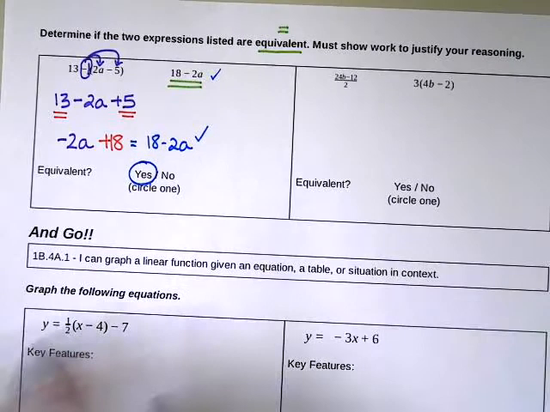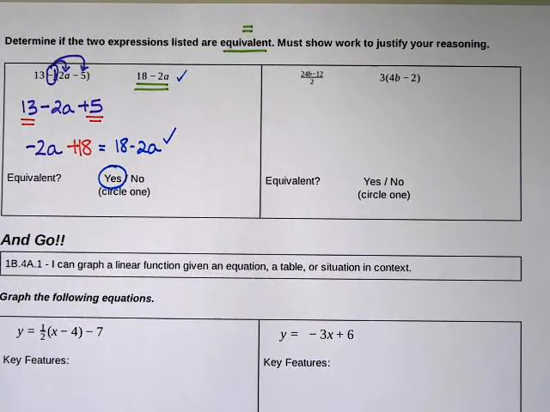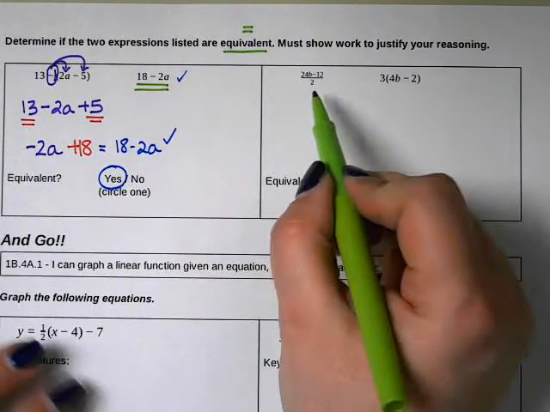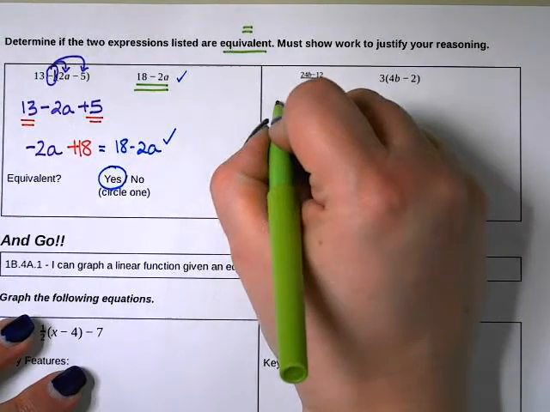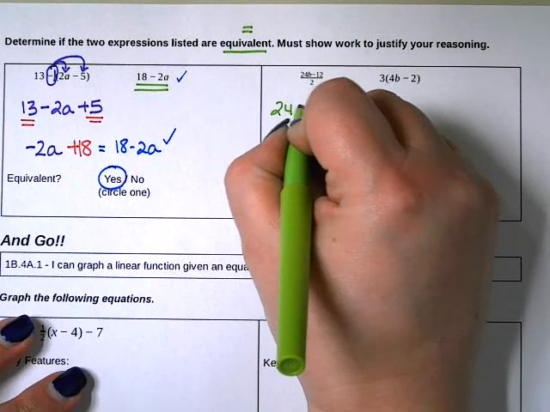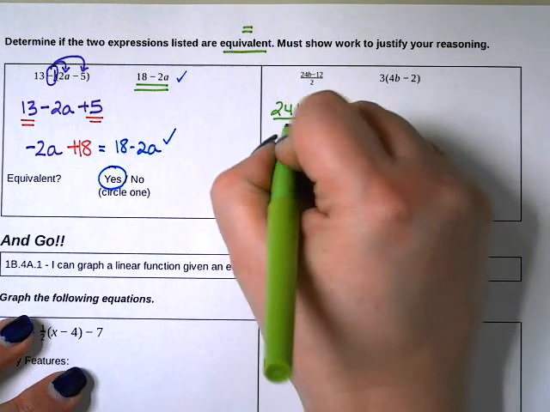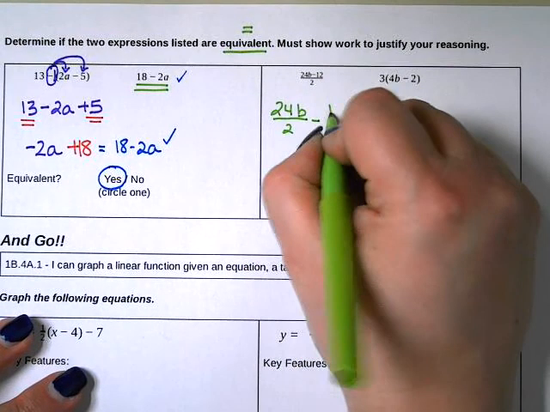All right, that one's not new. That one we've done before. Let's take a look at the next one. You'll notice that that first part there has this fraction. So if we simplify, we can simplify by dividing. So 24b over 2 minus 12 over 2.